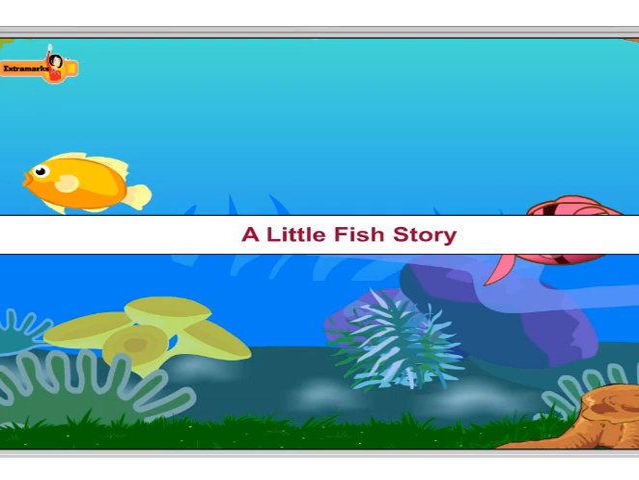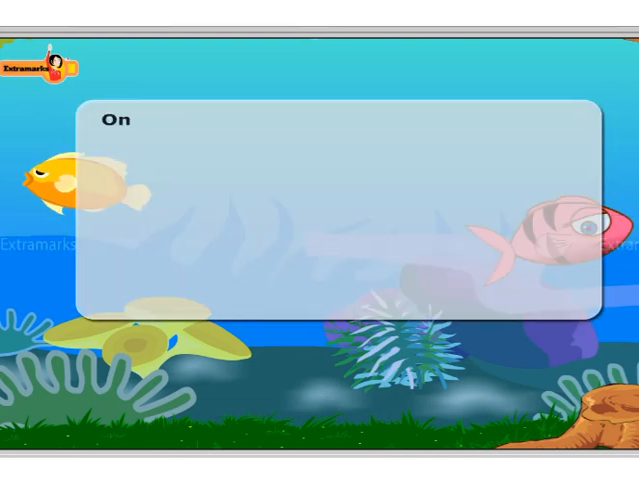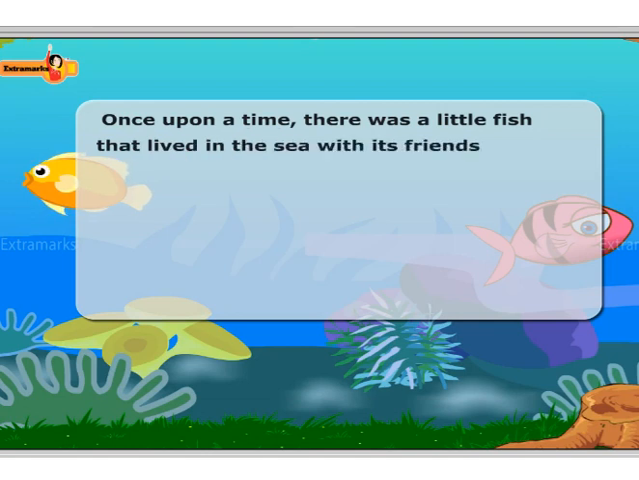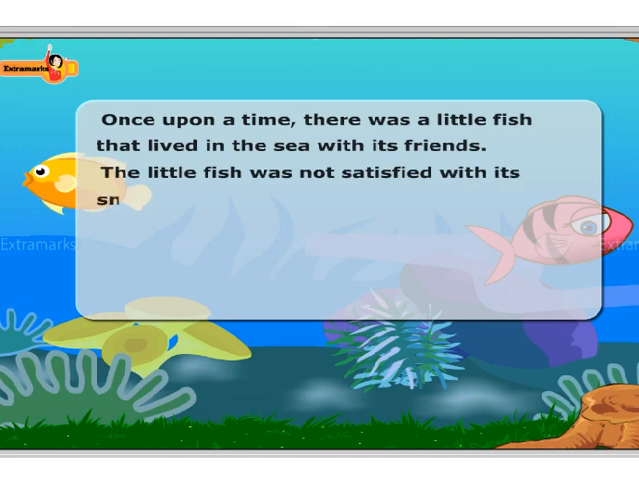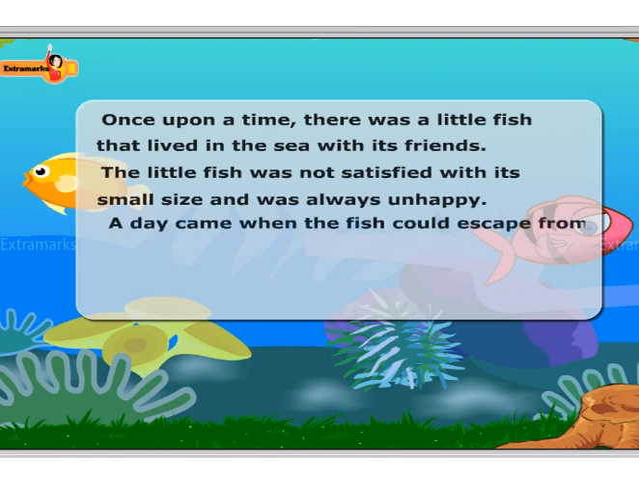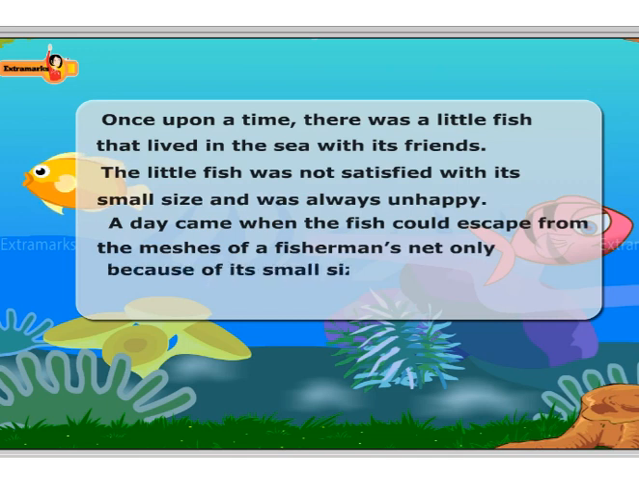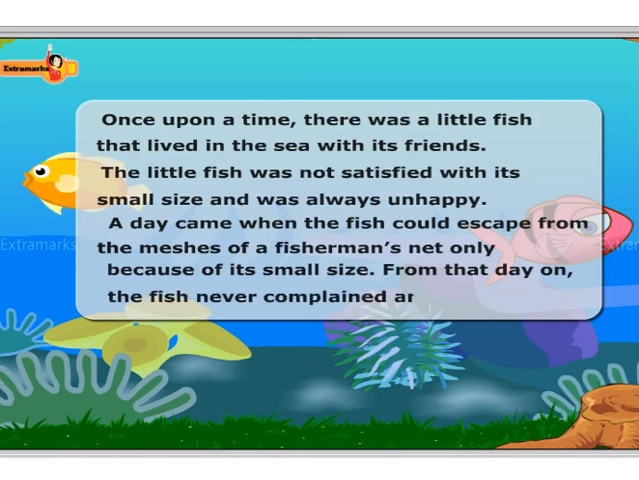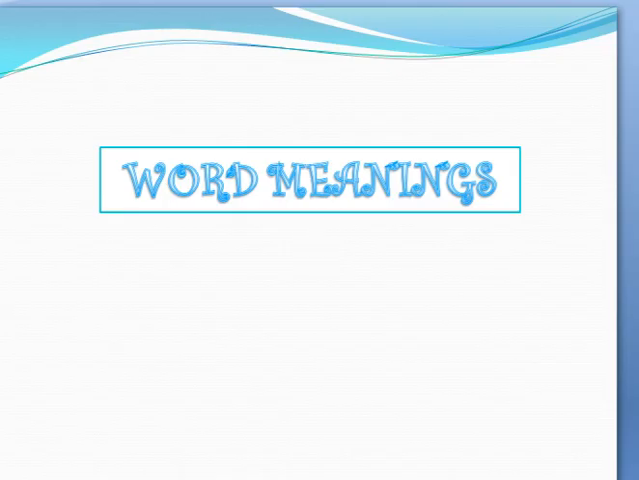A Little Fish Story. Once upon a time, there was a little fish that lived in the sea with its friends. The little fish was not satisfied with its small size and was always unhappy. A day came when the fish could escape from the meshes of a fisherman's net only because of its small size. From that day on, the fish never complained and was grateful. So this is the story in short.